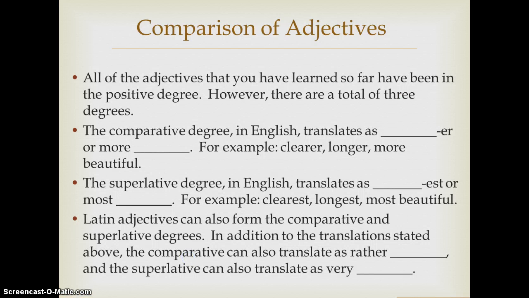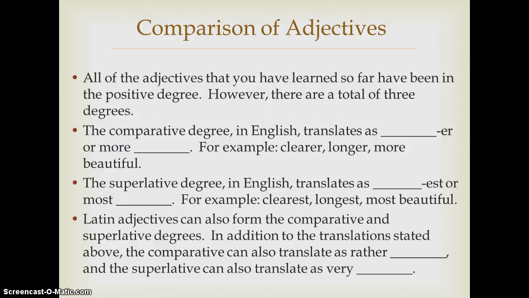Okay, comparison of adjectives. All of the adjectives that you have learned so far have been in the positive degree, okay? There are 3 degrees for all adjectives. There's the positive degree, the comparative degree, and the superlative degree. The positive degree is any old regular adjective, right? Pretty, smart, interesting, big, small, all of the above.